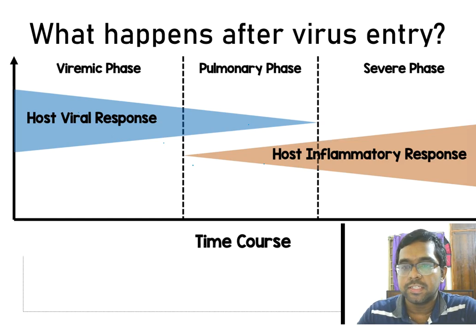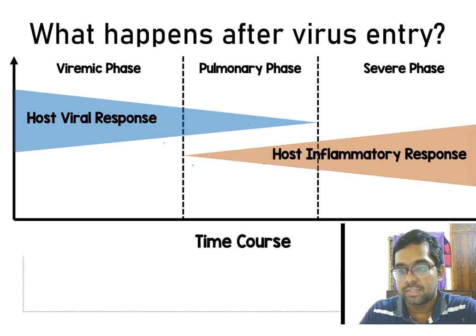Now let us try to understand what happens after the virus enters into the human body. Remember, it occurs in 3 stages. Remember, not every person will have all the 3 stages. I am just telling you the natural course of the disease. First phase is called the viremic phase, wherein the virus attaches to the host cell as well as multiplies inside the host cell. Second is called the pulmonary phase. The name itself is self-explanatory. The lungs are going to be affected at this time.